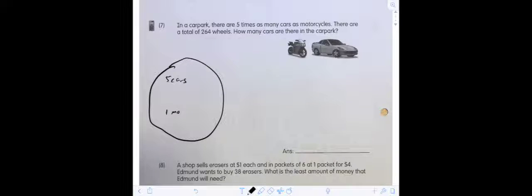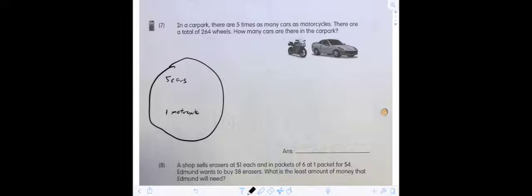Question 7. In a car park, there are 5 times as many cars as motorcycles. There are a total of 264 wheels. How many cars are there in the car park? When we look at this, the best way to do this is by using the sets model. When I say sets model, I mean the big circle. Inside one of these, we know there are 5 times as many cars as motorcycles, so inside here you have 5 cars and 1 motorcycle.